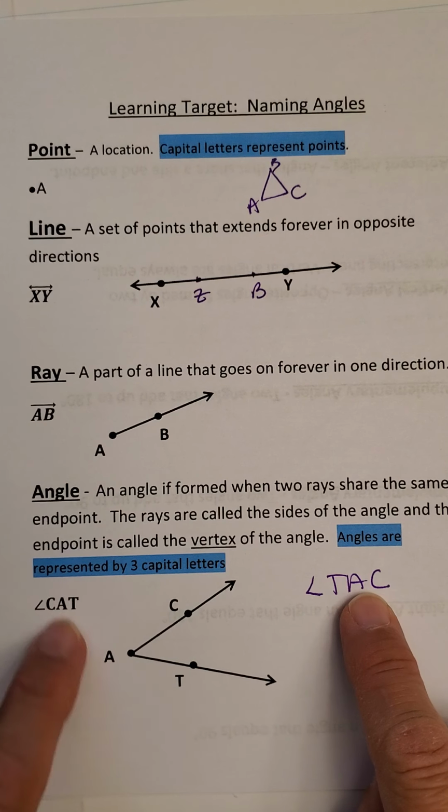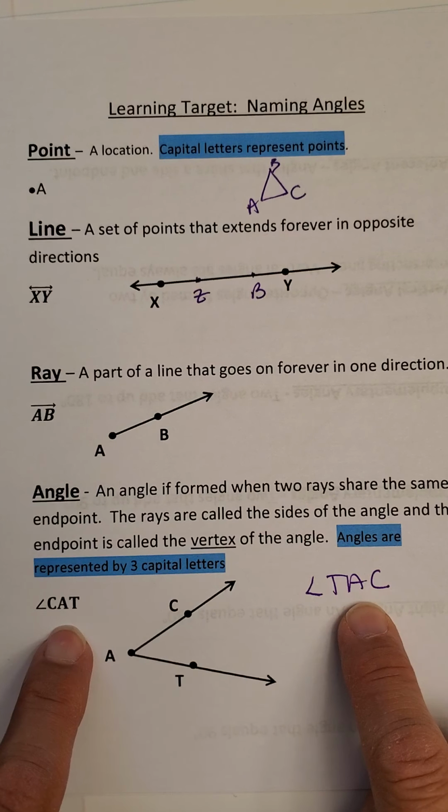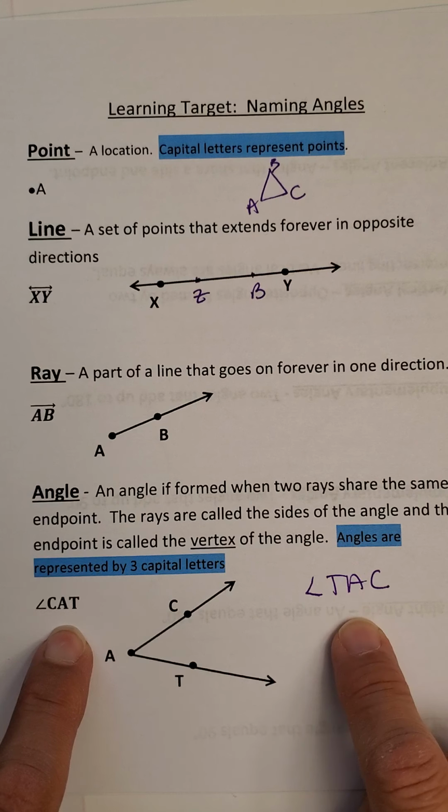The A is in the middle. The A represents the vertex. That is super, super important. You have to remember that. There's not any other way you could write this using three capital letters.